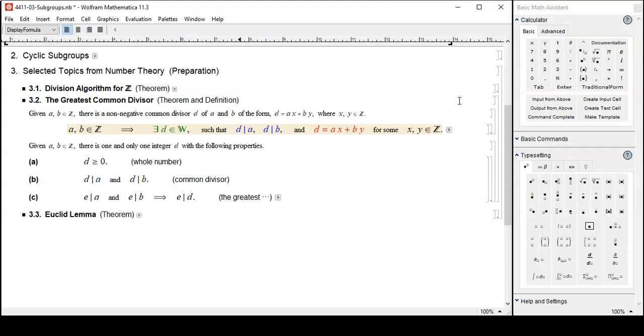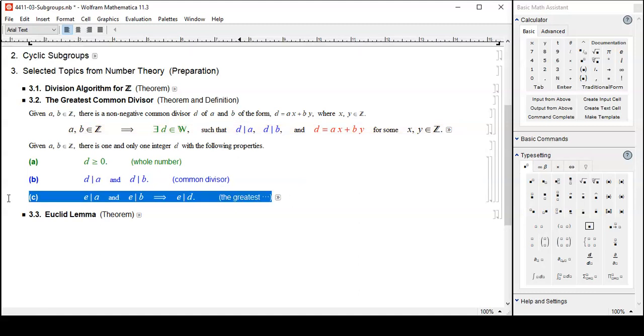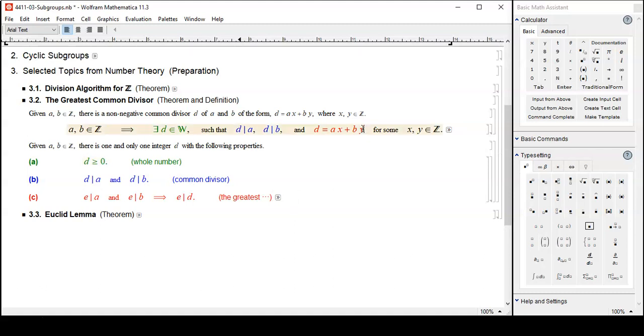Not only that, this d satisfies these three properties. It's a whole number, green, so greater than or equal to 0. Okay, that's trivial. It's a common divisor, which I already talked about here. And finally, it's the greatest common divisor in the sense that if there is any other common divisor, then that common divisor divides d. And d is non-negative, so it has to be the greatest. It has something to do with this linear combination property, even though it's not that obvious.